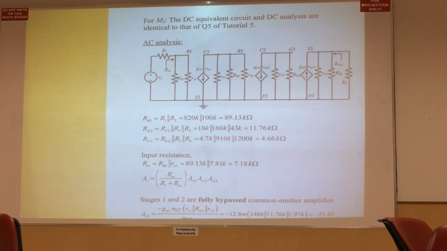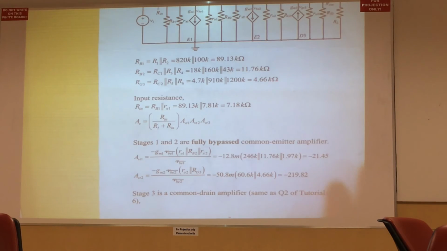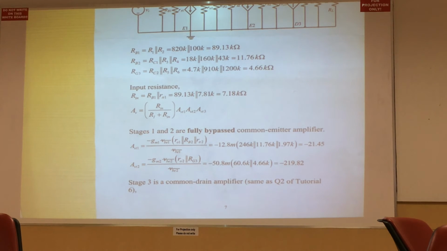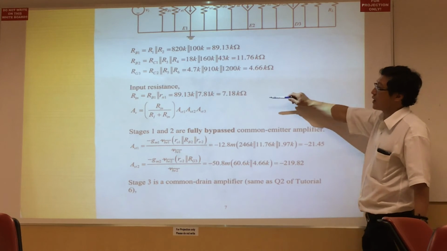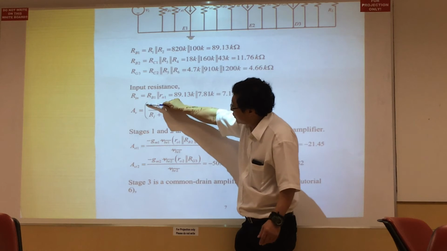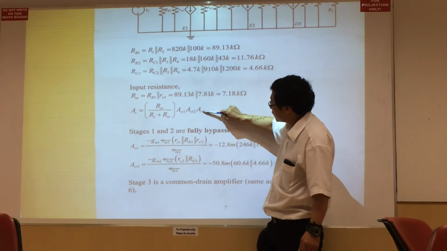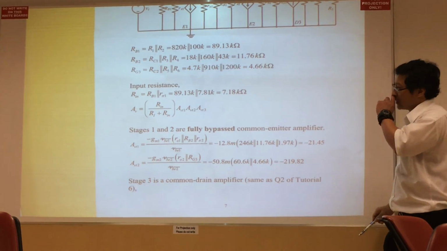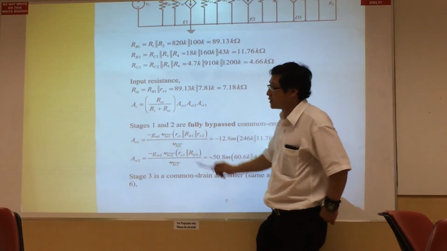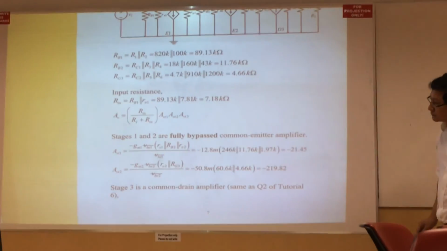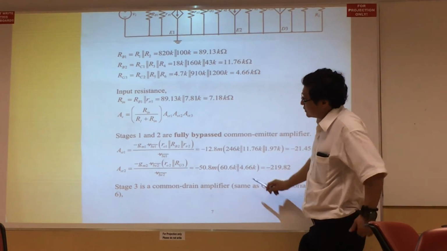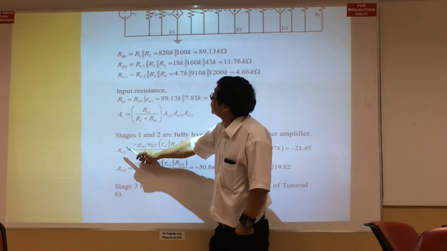Now, since both stages are fully bypassed common emitter amplifiers, the gain is going to be high. Let's take a look at how you calculate the overall gain. The overall gain is given by the input attenuation multiplied by the three stages of terminal voltage gain. So you end up with AVT1 times AVT2 times AVT3 times the input attenuation, and that gives you your overall gain AV.